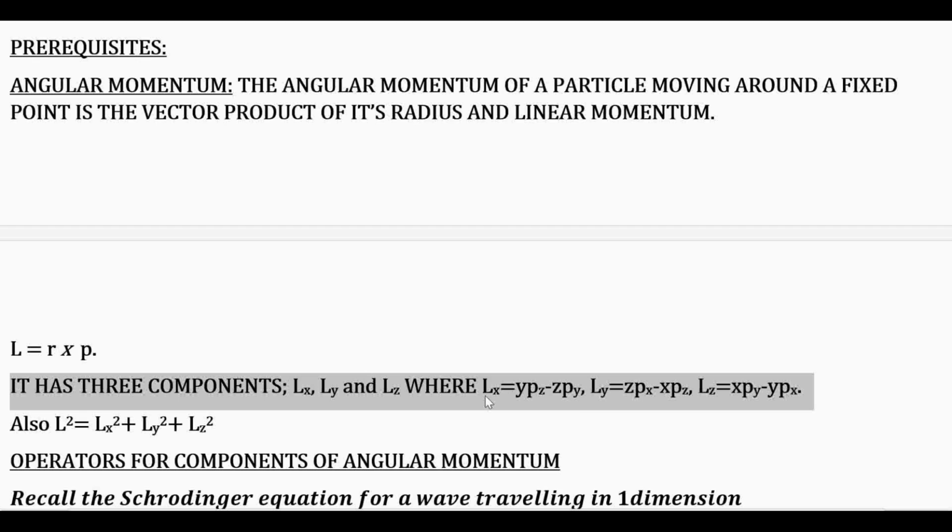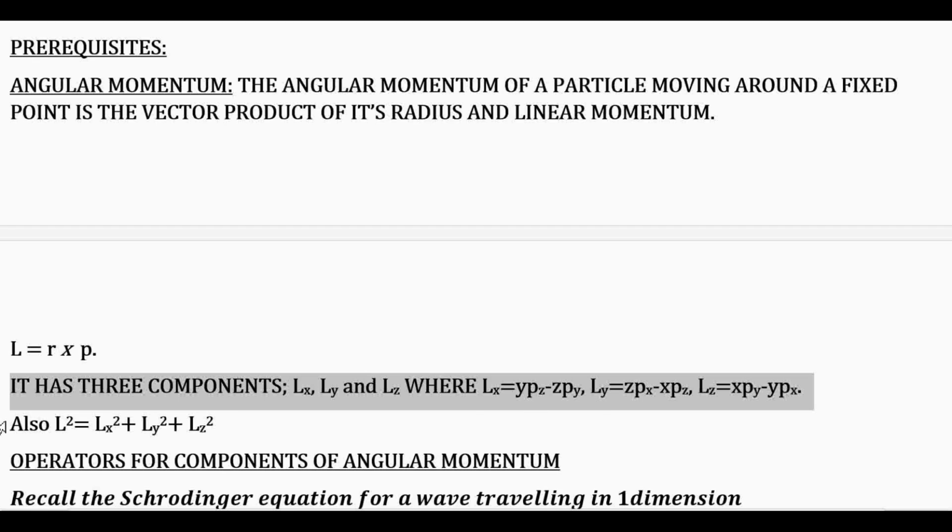Here you will see that you are talking about the x component of the angular momentum, but when you equate it, there is no x seen in the equation. It is ypz minus zpy. In the same way, the y component of the angular momentum is given as zpx minus xpz, and the z component of the angular momentum is given as xpy minus ypx. So these are the basic equations for the components of angular momentum.